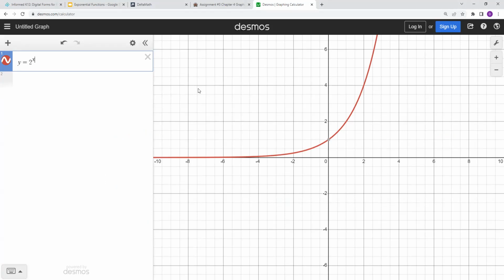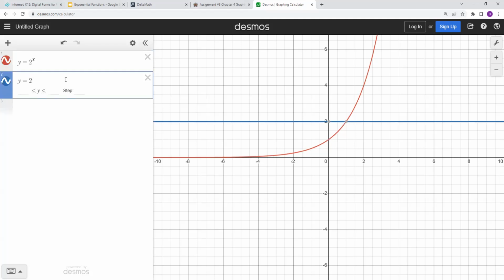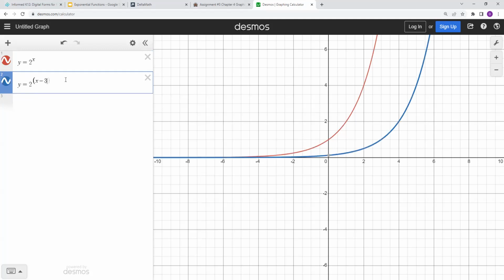Now what happens if I put y equals 2 to the x power with parentheses, x minus 3? What happened here? It shifted to the right 3. So where's the inside of the function? It's with the exponent. That makes sense. So be aware of that.